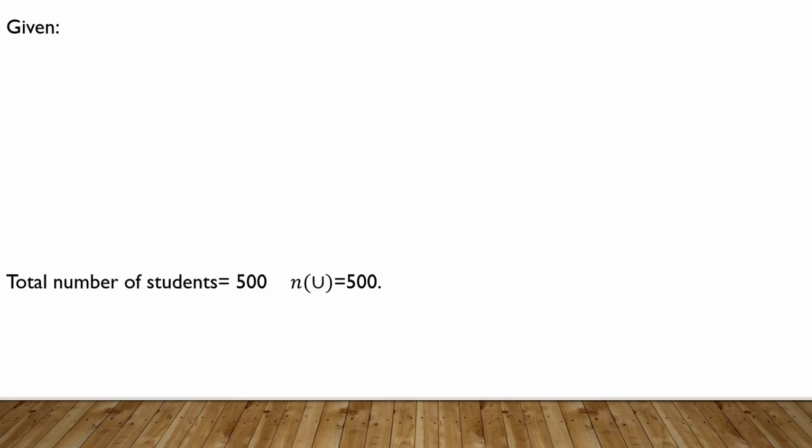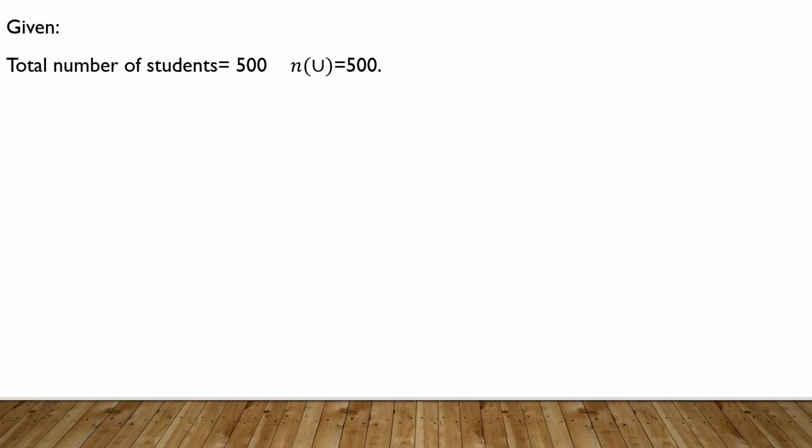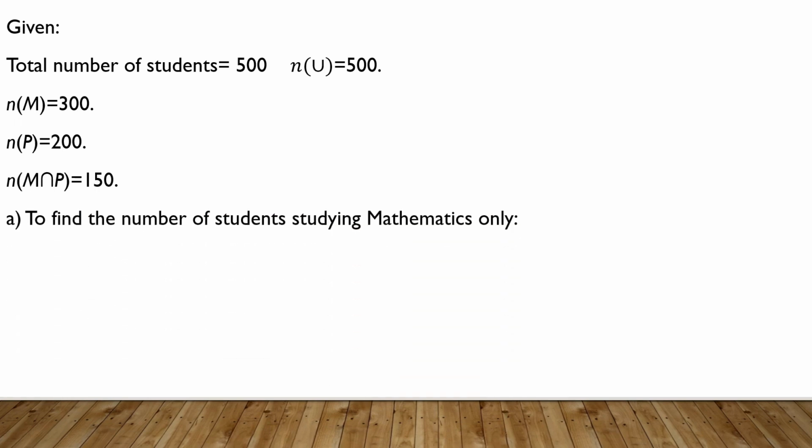Now moving forward, we are going to write the value of the total number of students, which is represented as n(U), which is given as 500 in the question. Next, the number of students studying mathematics is given as 300 here, which I have represented as n(M). And then next, the number of students studying physics, which is represented as n(P), is given as 200 in the question. Next, the question gives that n(M intersection P) equals 150. Now move to the question here.